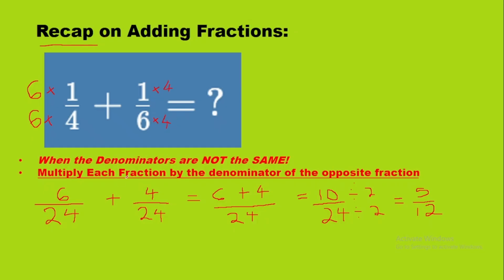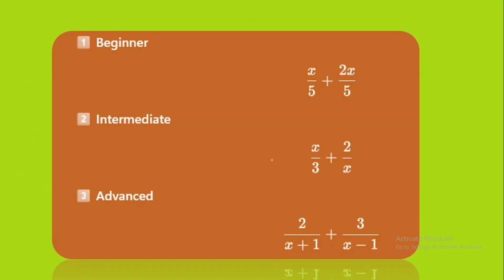So this is pretty much how we add fractions. All we have to do is multiply each fraction by the denominator of the opposite fraction. So we're going to apply the same concept to these questions. We have 3 questions that we're going to be looking at for adding algebraic fractions: the beginner question, the intermediate question, and the advanced question.